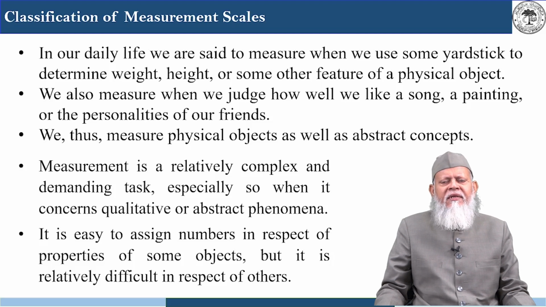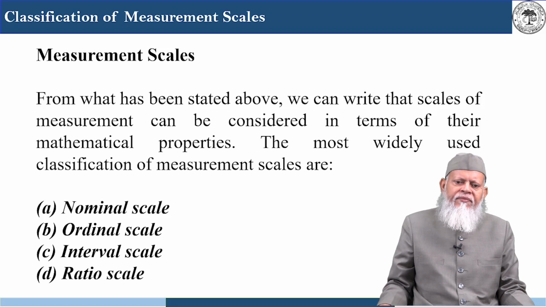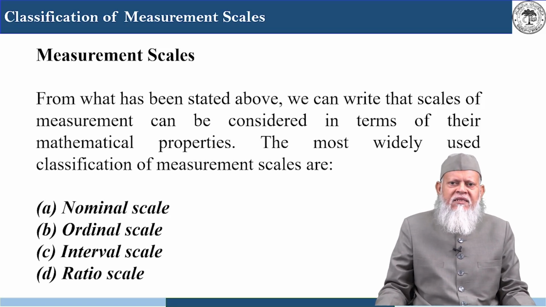So, measurement is a relatively complex and demanding task, especially so when it concerns qualitative or abstract phenomena. It is easy to assign numbers in respect of properties of some objects, but it is relatively difficult in respect of others. So, today in this lecture we are going to discuss this dilemma.